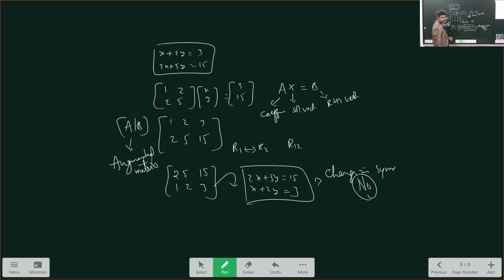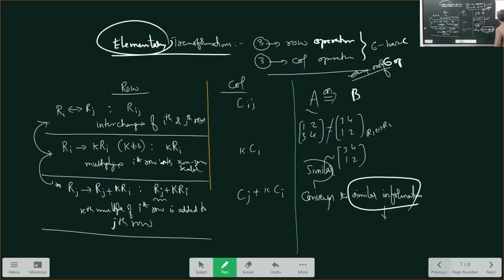The system is the same. So what it is conveying is the same as conveyed by the system. The same solution it has. They are not the same, but they are similar. Because here this is my first equation, this is my second equation. But here this is my first equation, this is my second equation. My equations' order is changed. So that's why they are not the same, but they are similar. So the context of similar is clear. They convey similar information.